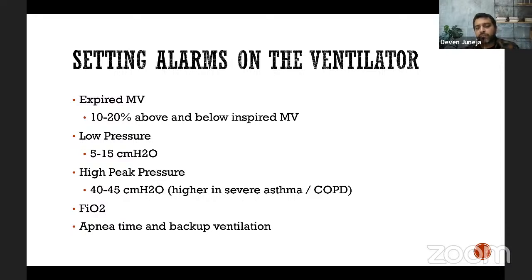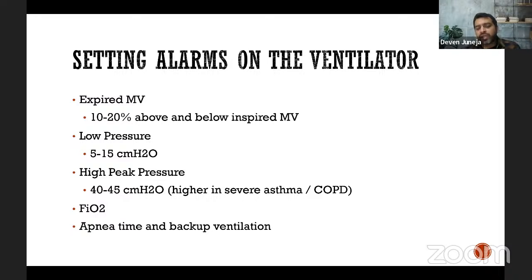Again, it is a very, very important component of setting up the ventilator. It is not only the basic modes, FiO2 and respiratory rate which we need to set. It is also important to set the alarms of the ventilator. Otherwise, the alarms will keep on going and the patient might not get ventilated properly. So these are the basic alarms which you need to put. Expired minute ventilation, which is around 10 to 20% above and below the inspired minute ventilation. Low pressure alarms, high peak pressure alarm.